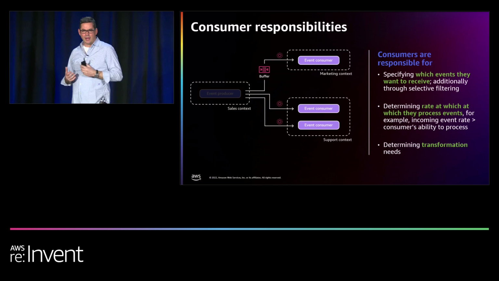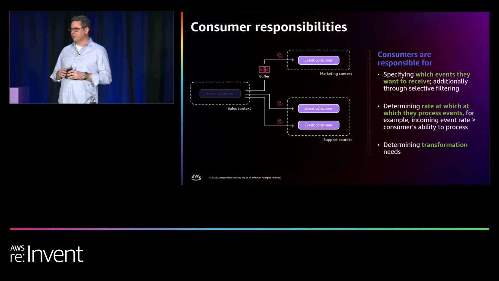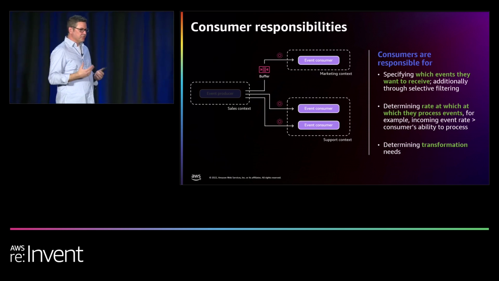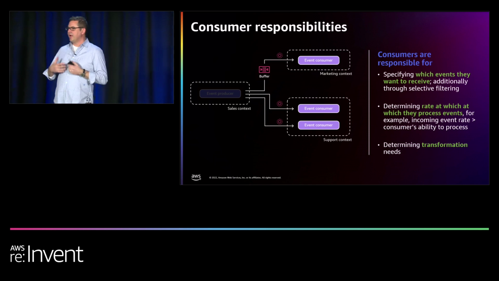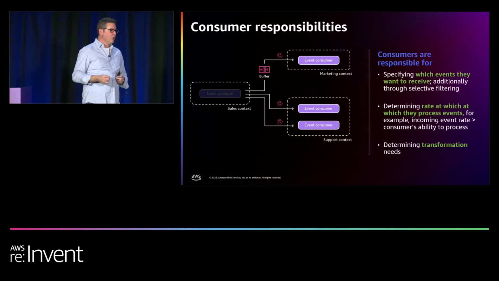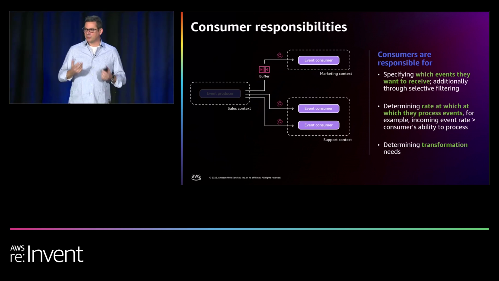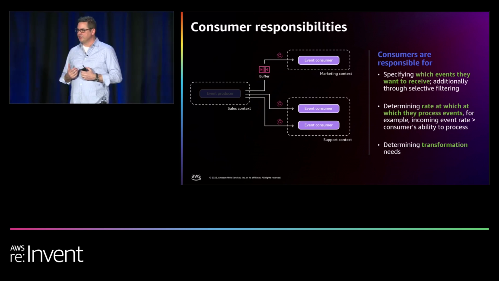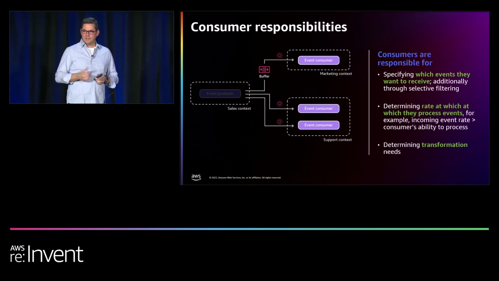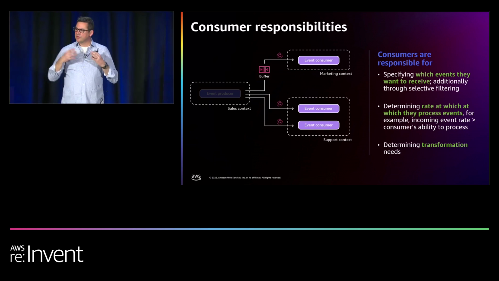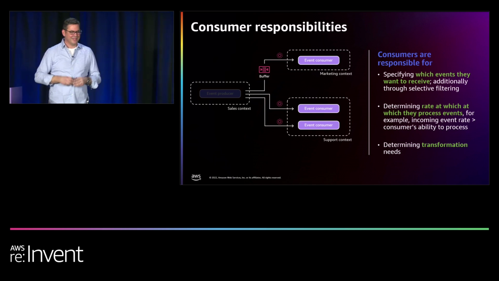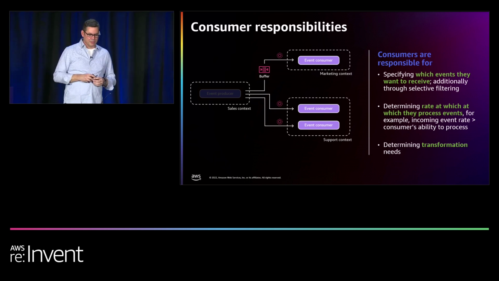The consumers determine how the events that they're subscribing to should be routed and consumed. And they need to make the appropriate decisions to make sure that they can consume events at a rate that is suitable to them. That means making sure that there's sufficient scale, or introducing a buffer such as an Amazon SQS queue to rate control the event ingestion. Equally, any transformation needs that a consumer has are their responsibility, because those needs are very specific to the application that is consuming those events. And these are not things producers should be concerning themselves with.